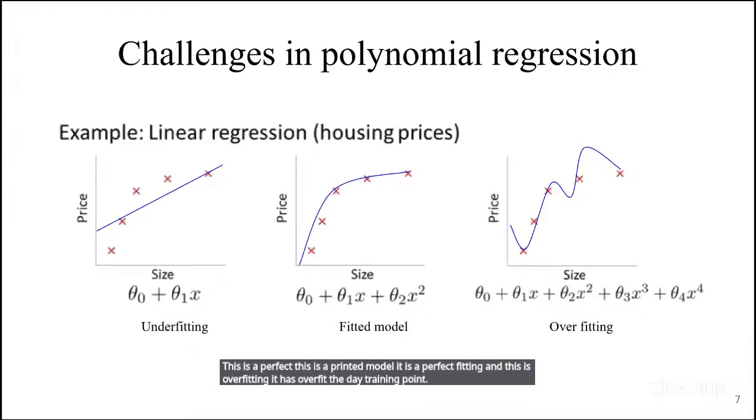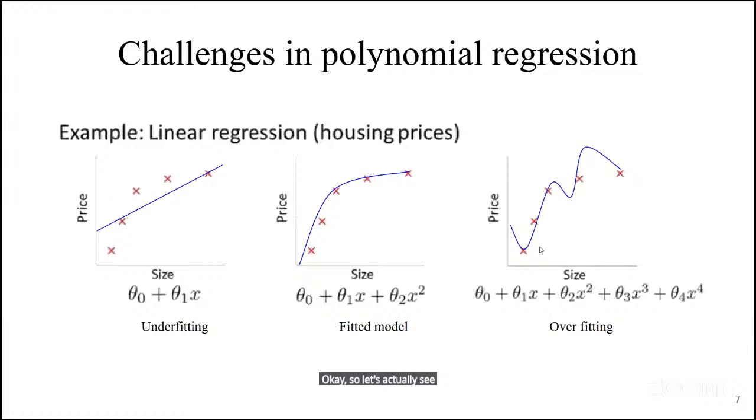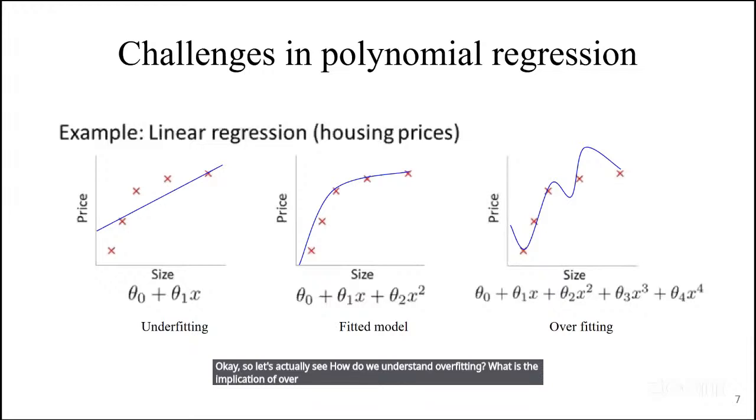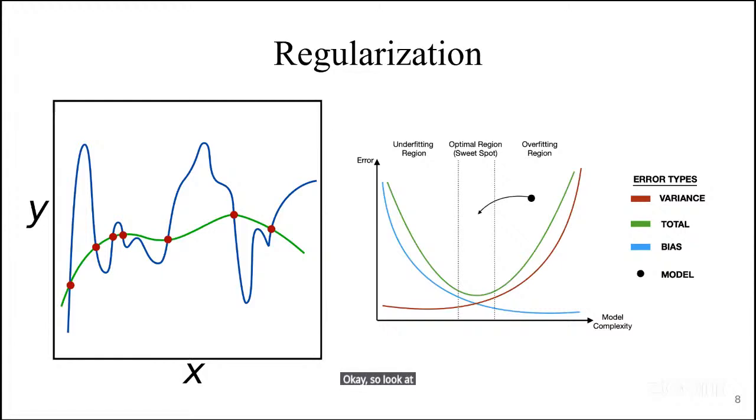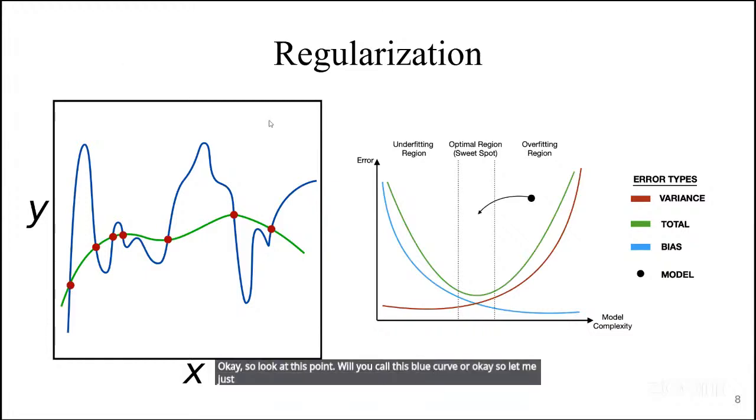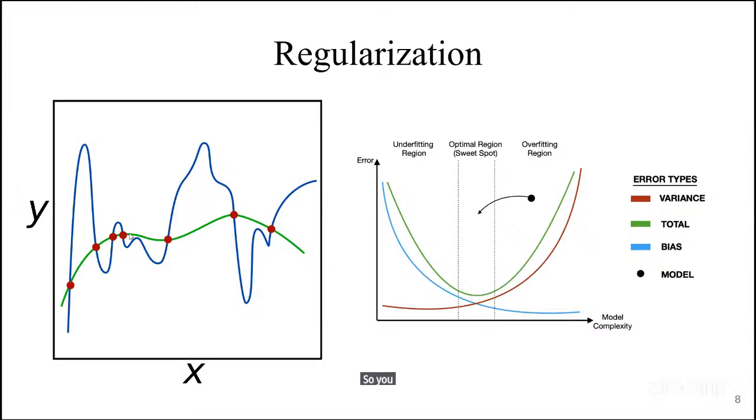Okay, so let's see how we understand overfitting. What is the implication of overfitting? What happens when your model overfits? Okay, so look at this plot. Let me first explain what this plot is. All the red dots that you see here are your data points. The green curve is one model and the blue curve is another model. Which of the blue or green models do you think is a good model?